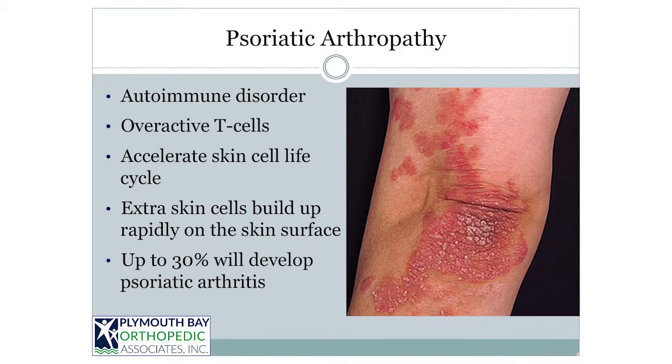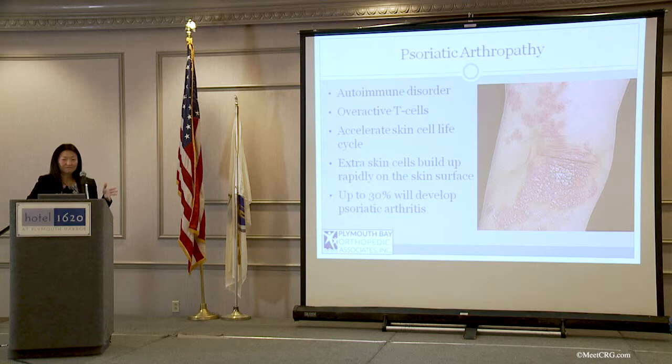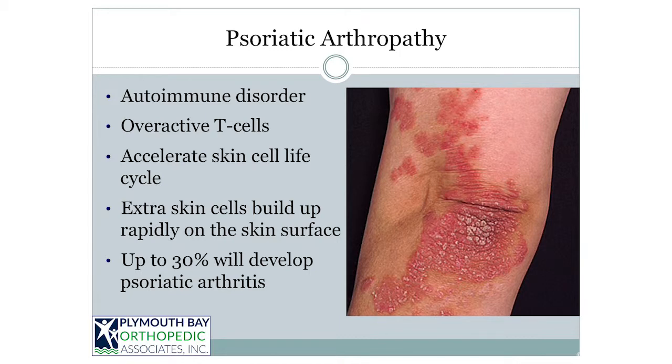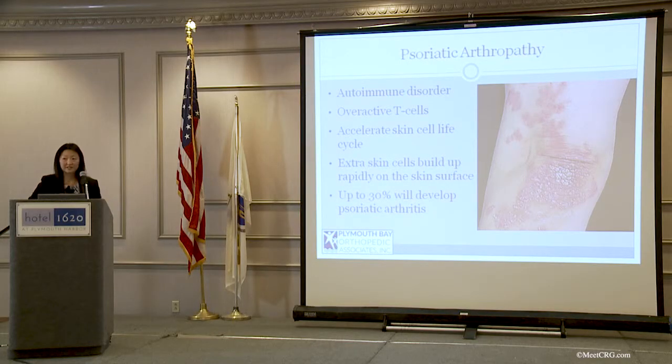Psoriatic arthritis is also pretty prevalent. Very similarly to rheumatoid arthritis, this is an autoimmune problem, and it also affects the T cells. In the skin, or the dermatologic manifestation, it's that extra skin buildup because the T cells ramp up the skin cell cycle, so it just pushes all these skin cells out to the surface. 30% of people with psoriasis will develop psoriatic arthropathy. And what's interesting is that for some people, the psoriatic arthropathy is their actual first presentation of psoriasis. They don't have the plaques, they have the arthritis first.